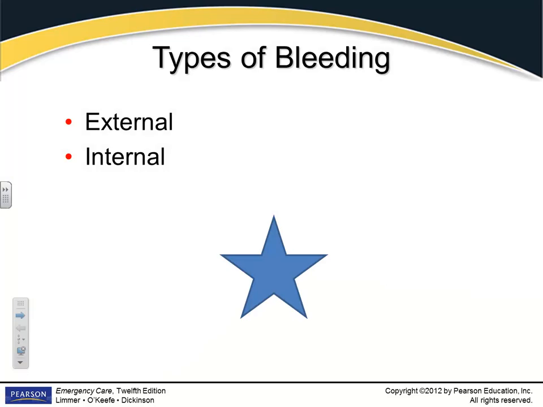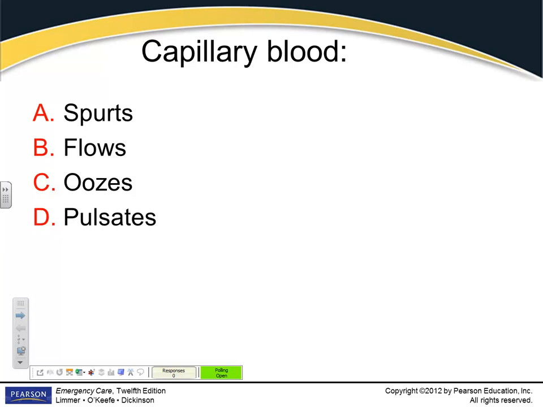Okay, let's look at bleeding. Internal bleeding, external bleeding, right? Okay, I think we got a question, or else I think I might have something else on here. The capillary blood.